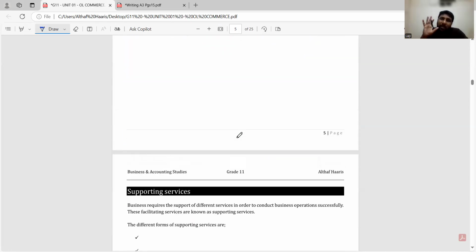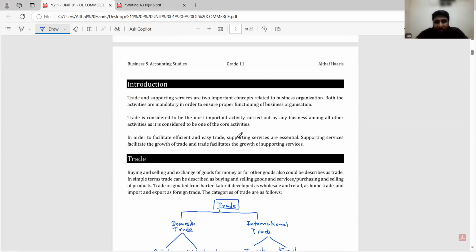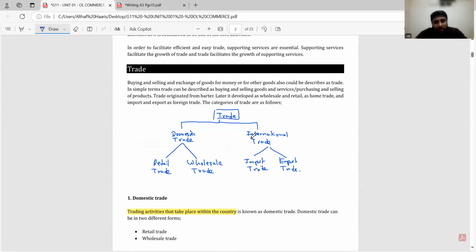So a quick recap of what we studied in today's session. Very simple. Trade has two types: domestic trade and international trade. Domestic trade is within the country, international trade is with other countries. Retail trade is if you are selling to the end user. Wholesale trade is if you are selling for resale. Import means bringing in items from other countries. Export trade means sending our items to other countries.